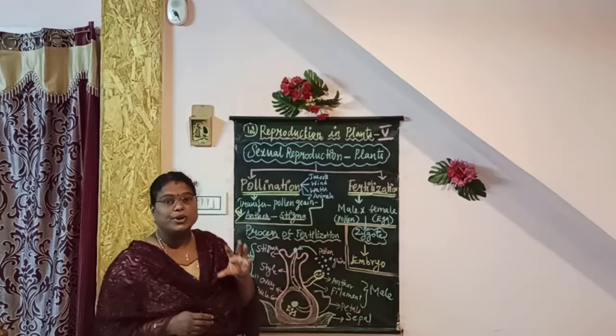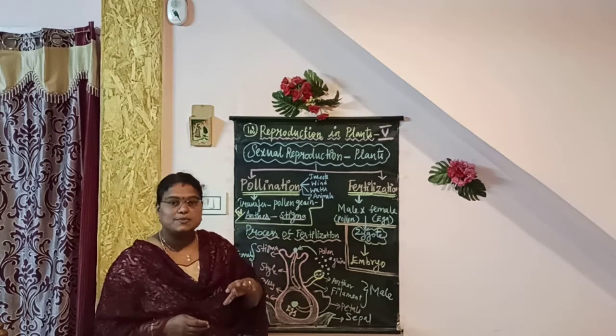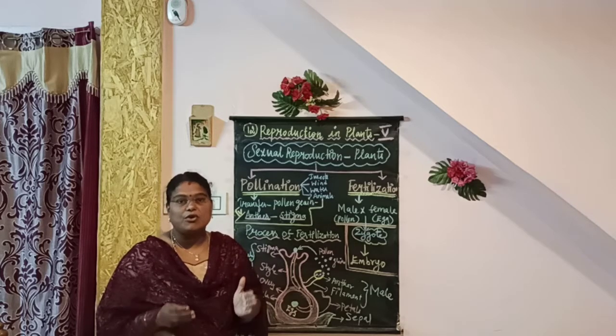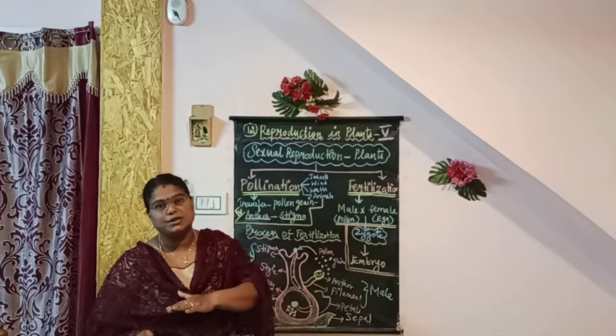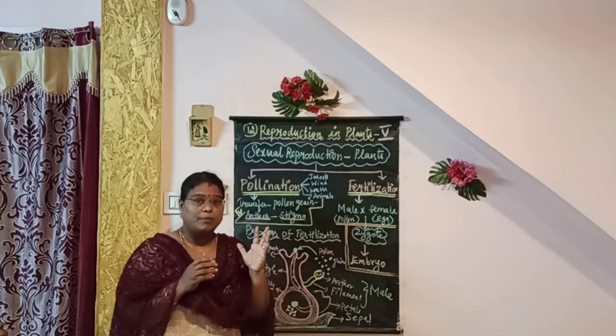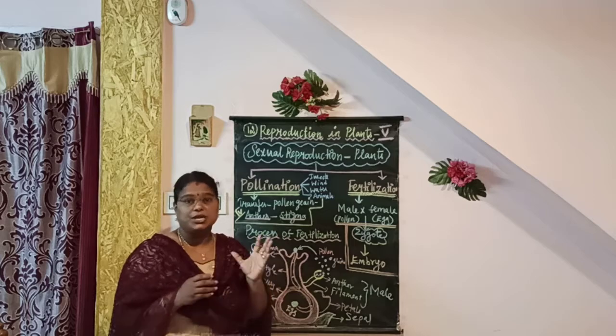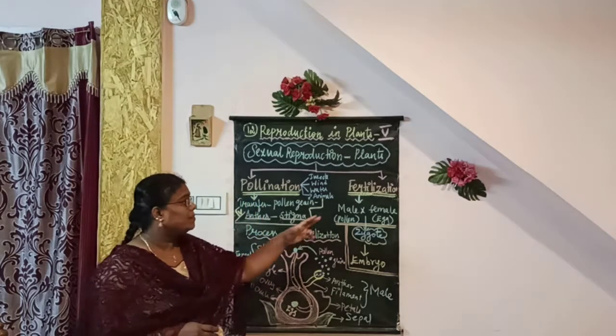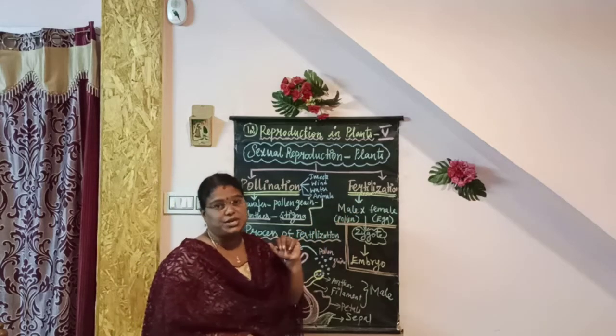Before that, I want to recall pollination. What is pollination? Pollination is the process of transfer of pollen grains from anther to stigma. With the help of pollinating agents, pollination takes place. And pollination is followed by the process called fertilization.